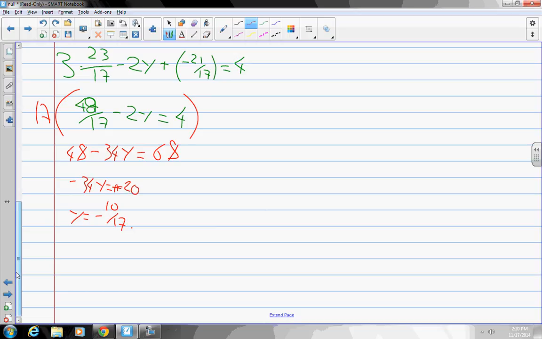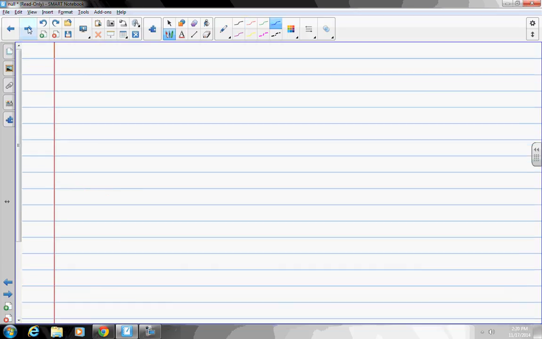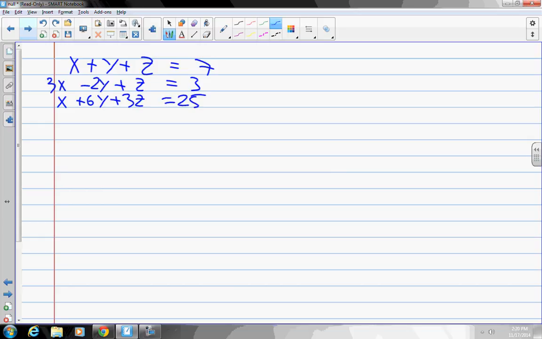All right. Let's try this one. x plus y plus z equals 7. 3x minus 2y plus z equals 3. And then x plus 6y plus 3z equals 25.